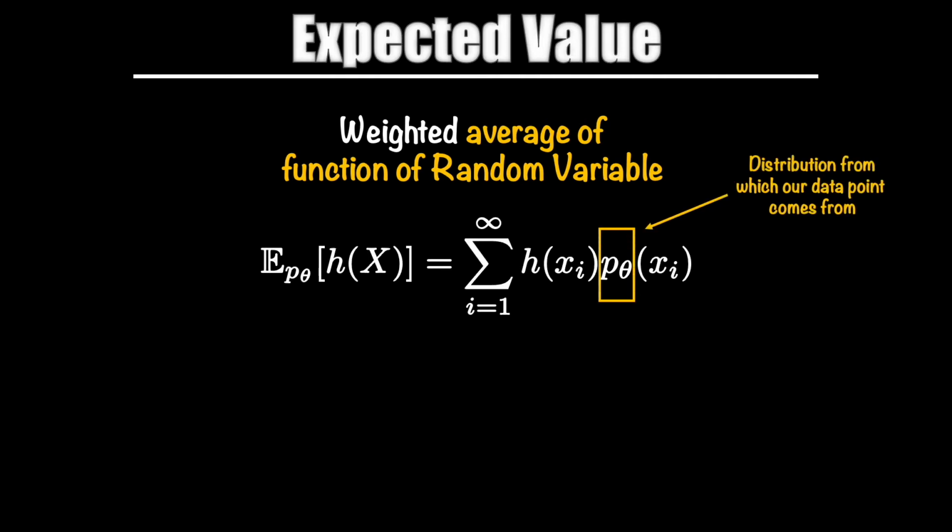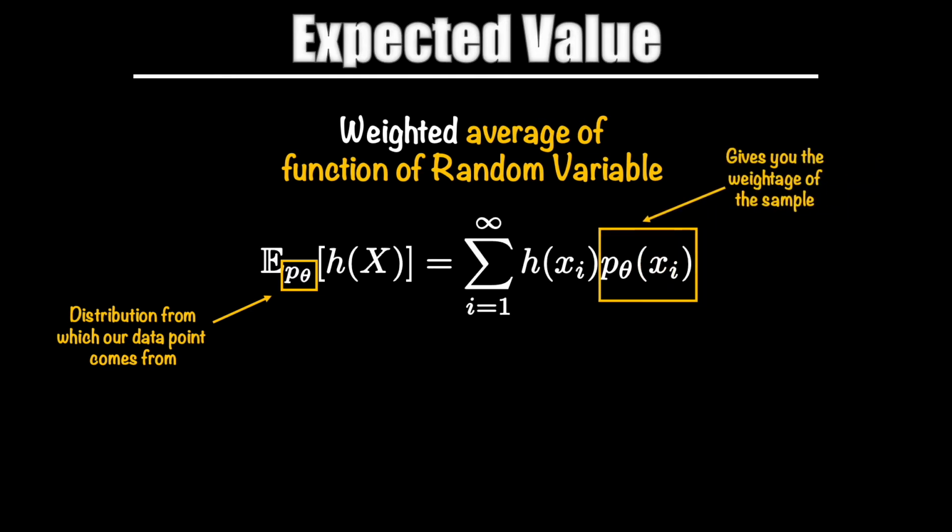The distribution that our random variables belong to are indicated using the symbol p with the subscript theta. Theta essentially represents a vector that is the parameters of your distribution. We also use this p symbol on the left hand side as the subscript of E, where E stands for expected value. And this represents the probability or weightage of the realization of the random variable.